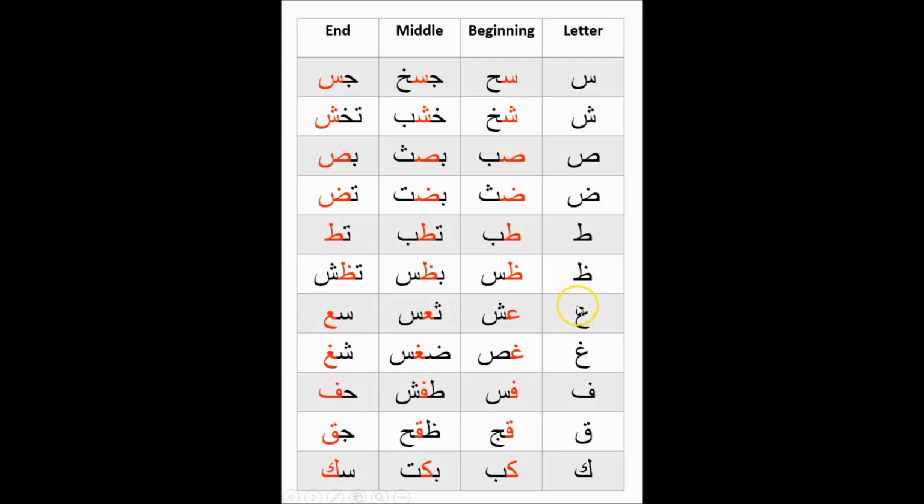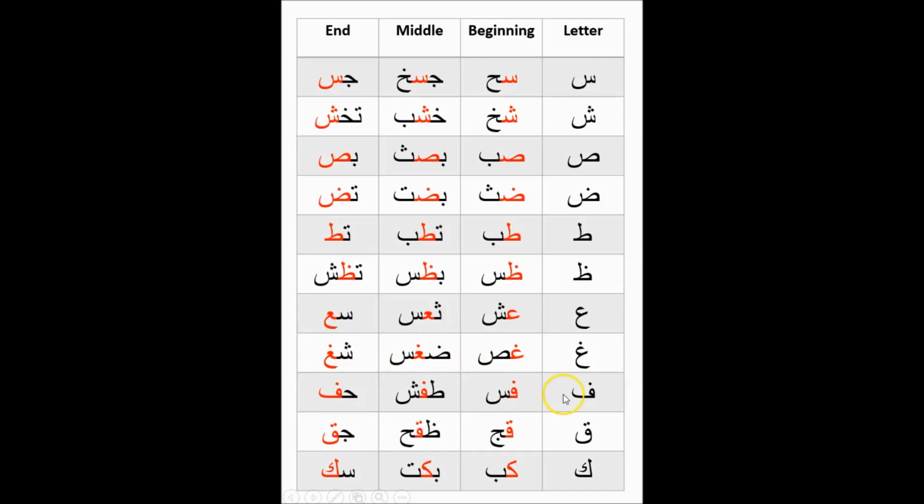It's almost like this, but with another connector over here when it's occurring at the end. So with the Ghayn, the differentiating point is the dot. And again, in the middle and the end, it takes a different form with a dot on top.